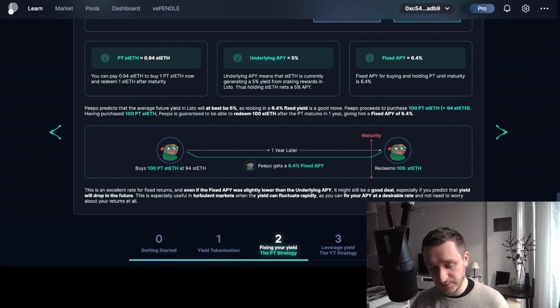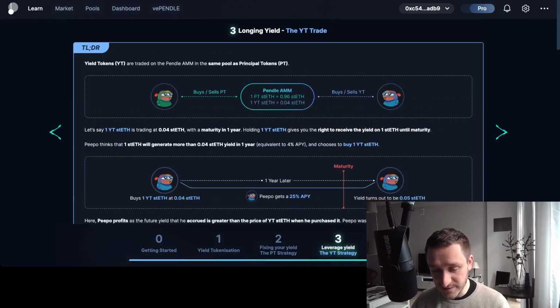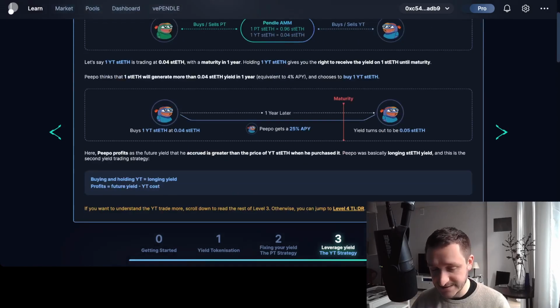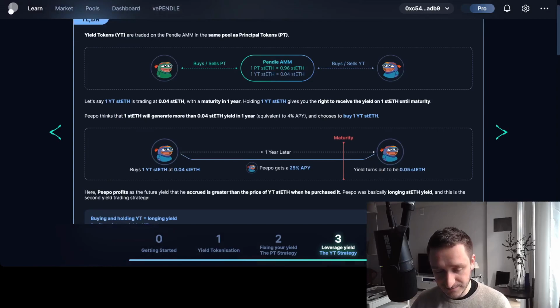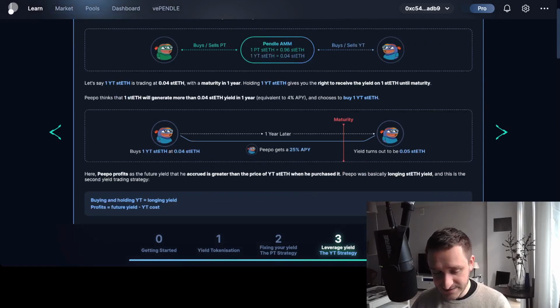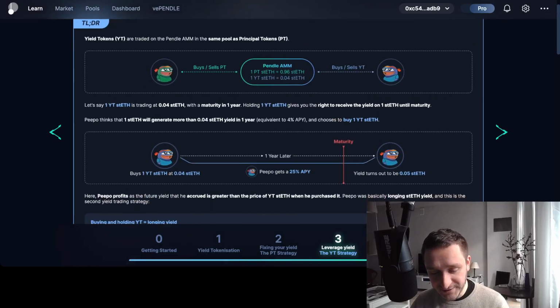So this is really good when it comes to fixed rate of returns, because this gives you 6.4% fixed APY, and this is how you do it. Of course, you can do some leverage and long yield trading, which is an even more advanced strategy. So, for example, this is the summary of what will be happening here.